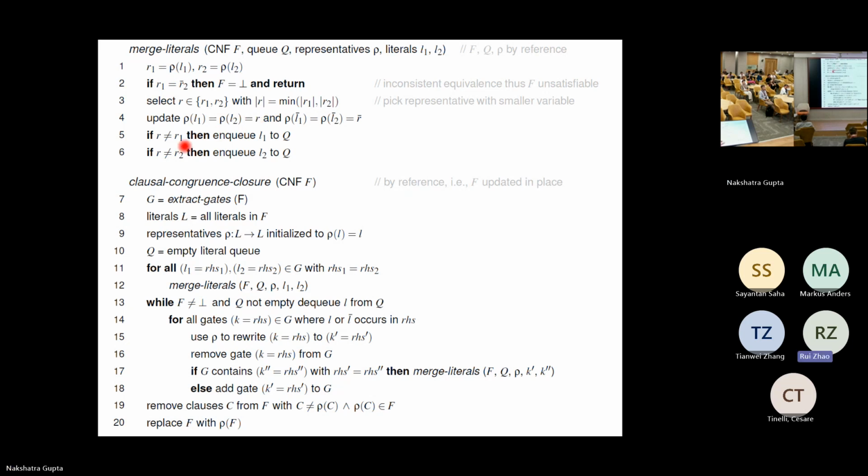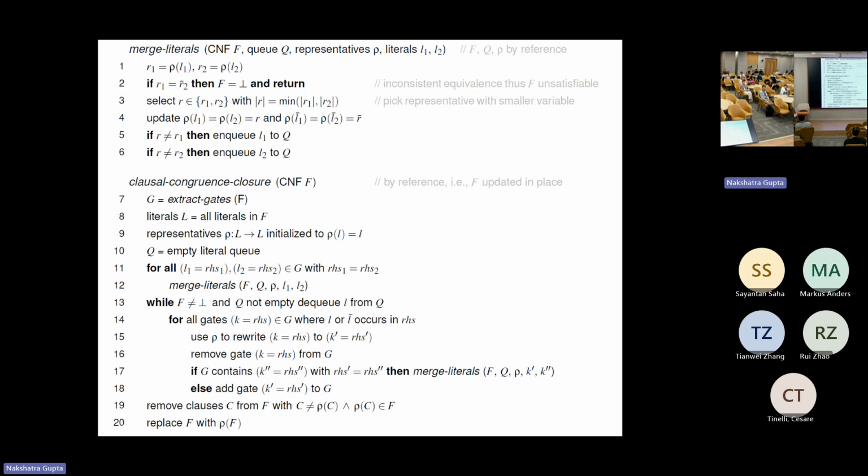literals. And then, and this is kind of new here, if you have done this, then you add those literals which you merged to this working queue. So Q will be the queue where we try our congruence closure on. Initially it's empty, but then we go through all possible gates we extracted before, and merge the literals which have the same right-hand side. And this is, of course, done with a hash table, right? Okay, so this fills our queue.